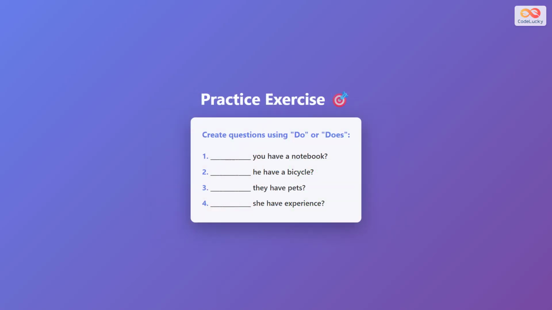Now it's time to practice. Try to fill in the blanks with either do or does. The first one, blank you have a notebook. The second, blank he have a bicycle. The third, blank they have pets. The fourth, blank she have experience. Try these exercises to strengthen your understanding of questions with to have.